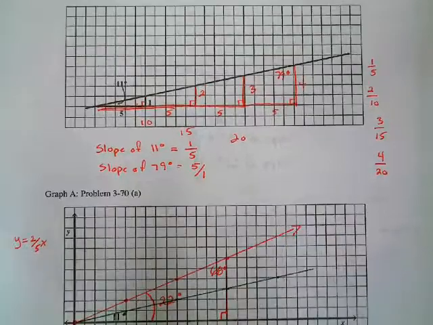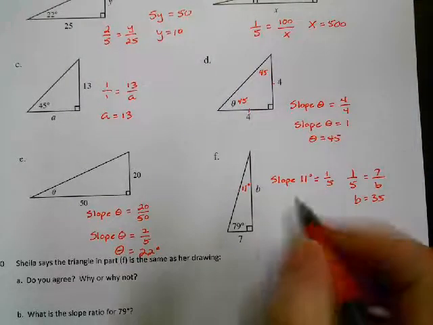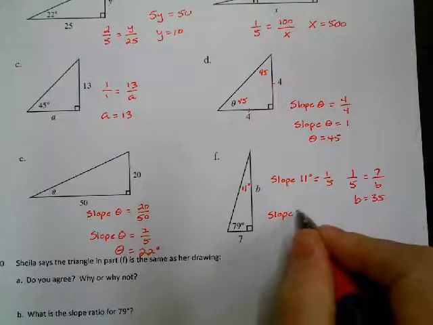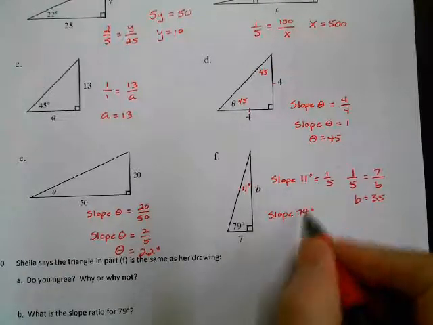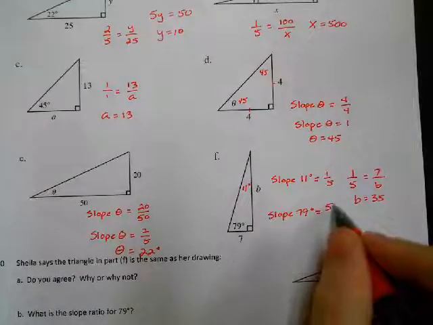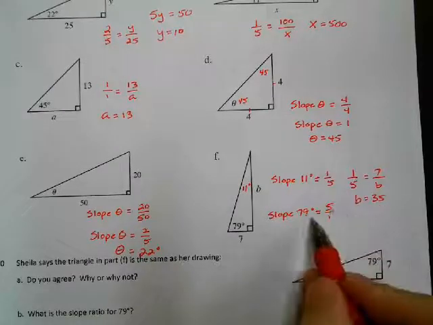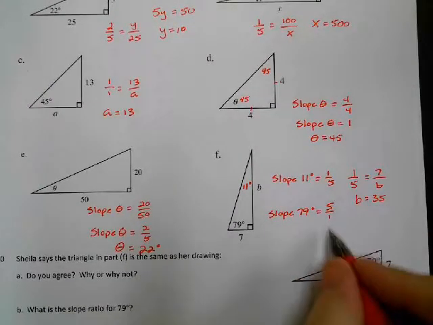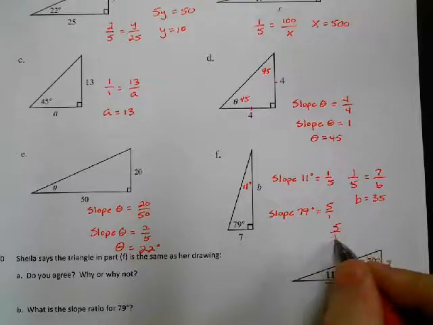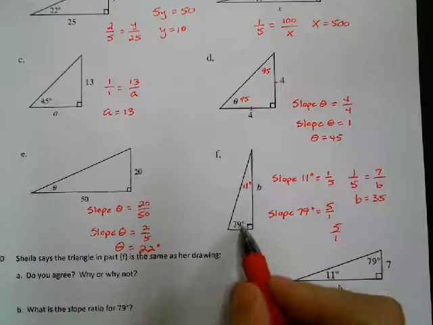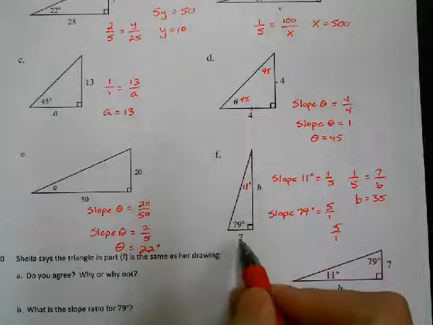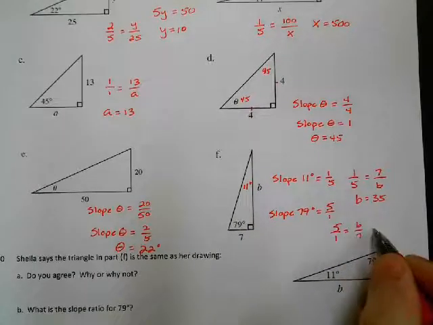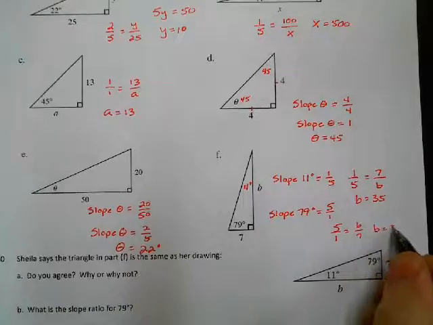So instead what we could have done on this one is the slope of 79 degrees, which is the complement of this one, is the reciprocal, because the y becomes the x and the x becomes the y. So we can just say that 5 over 1 for this angle, this is the y and this is the x, so 5 over 1 equals b over 7. And we still get the same answer. B is equal to 35 when we do cross products.